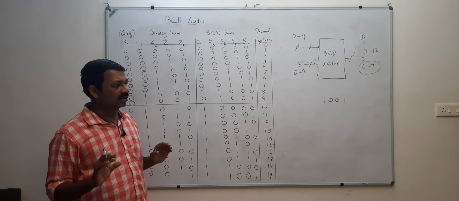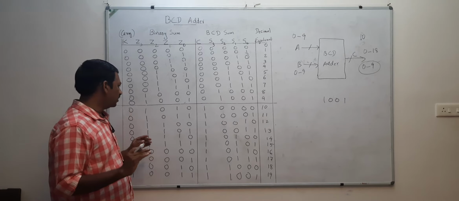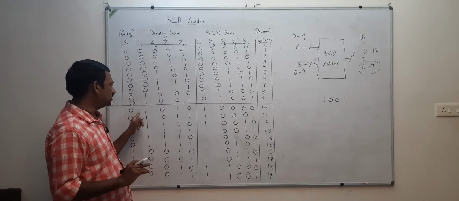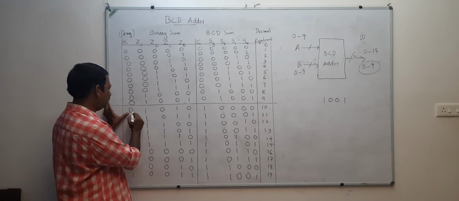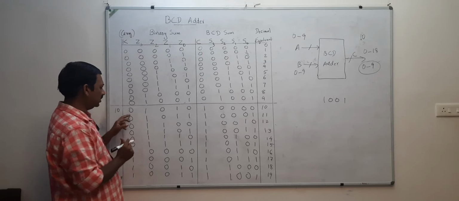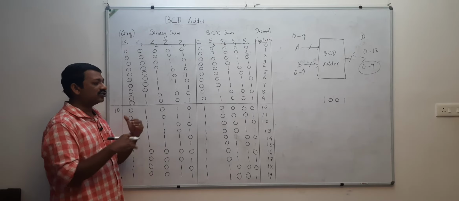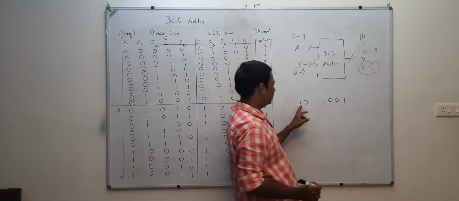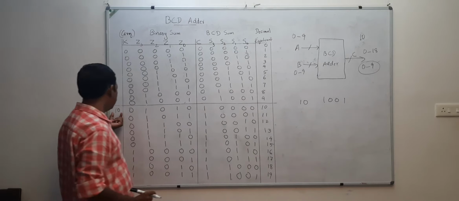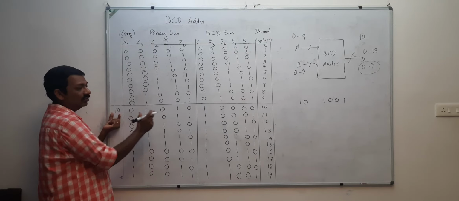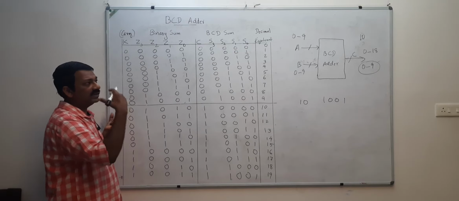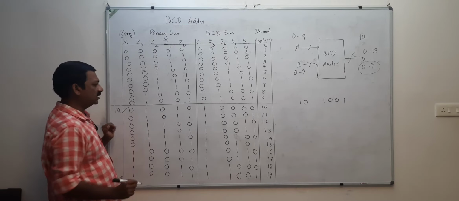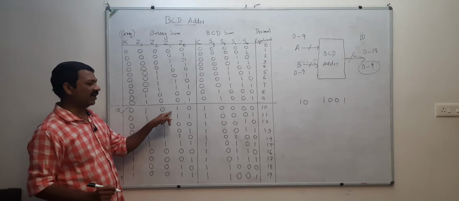But if it is 0 1 0 1 0, that means this is 10. This is actually 10 in binary. That has to be converted to 1 0. This is actually a binary number. When two BCD numbers are added, the result can be this one. The result can be this, but this is not a valid BCD number.